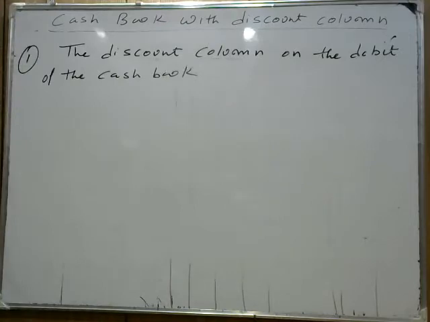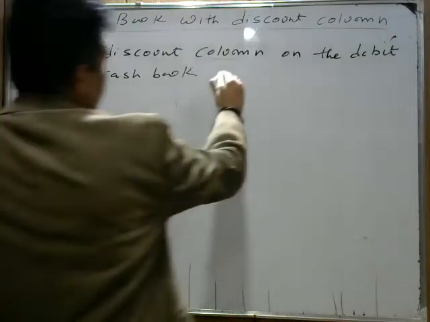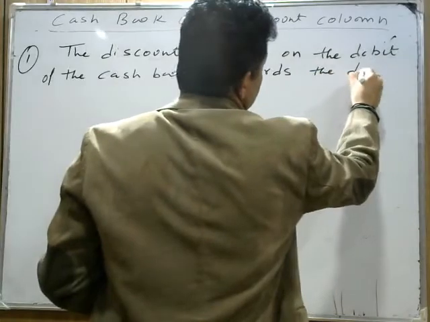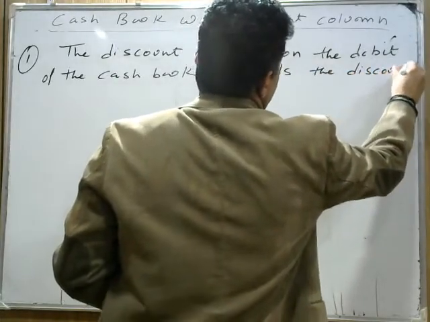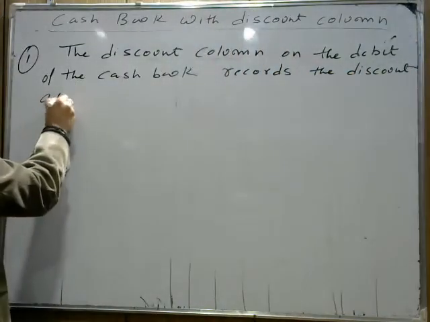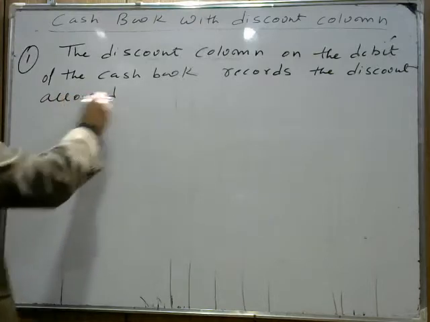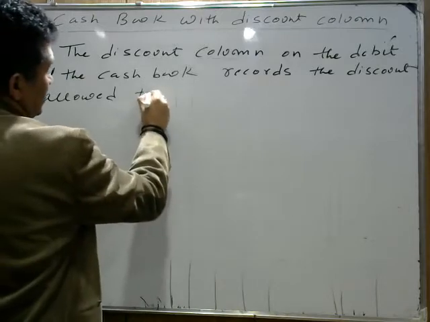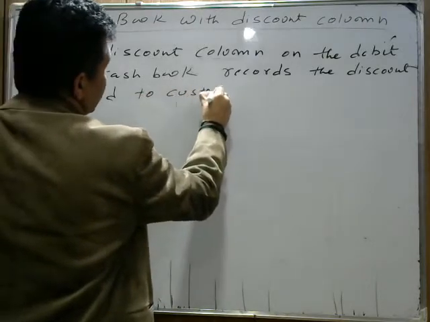The discount column on the debit side of the cash book records the discount allowed to customers. Records the discount allowed. Records the discount allowed to customers. Discount allowed to customer. हमने कितना डिस्काउंट दिया?